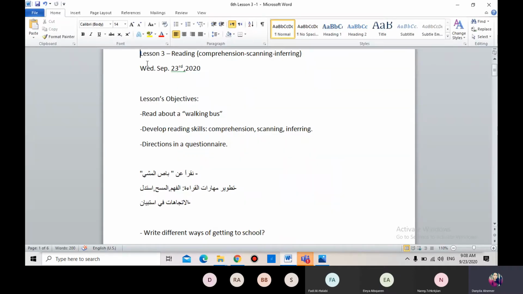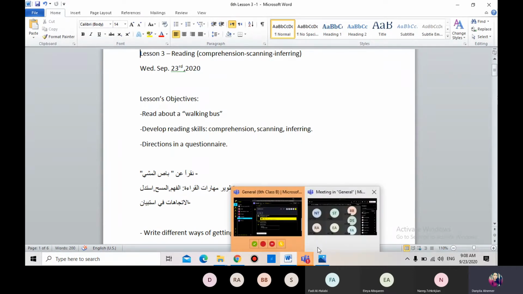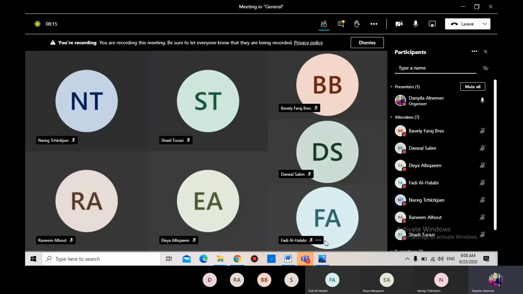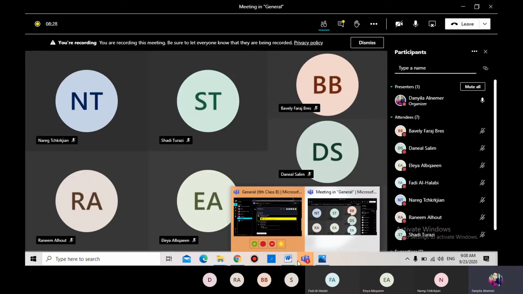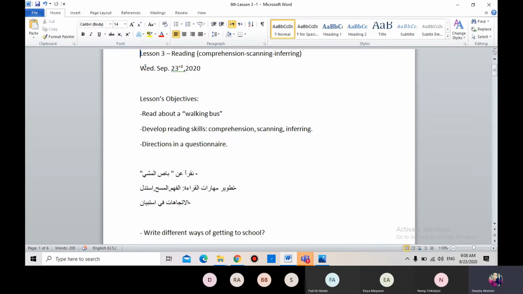And today is Wednesday. What do you think the date is for today? Who can read it? Because we practiced it so many times. Raise your hand if you can read the date. Okay, I'll read it for you. So today is Wednesday, September 23rd, 2020.